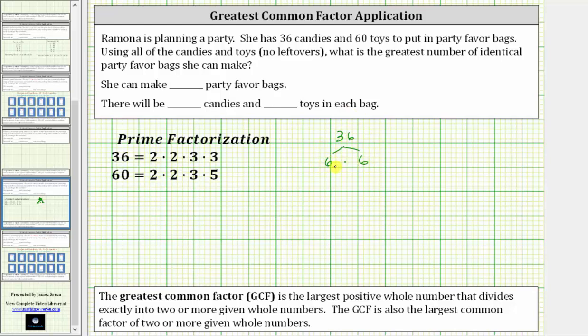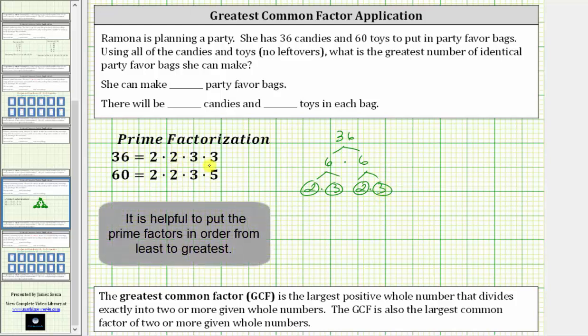And we keep breaking down the factors until we have prime factors. 6 is equal to 2 times 3, both of which are prime here as well as here. And notice how this does give us the prime factorization of 36, which contains two factors of 2 and two factors of 3. For 60, let's begin with the two factors of 6 and 10.